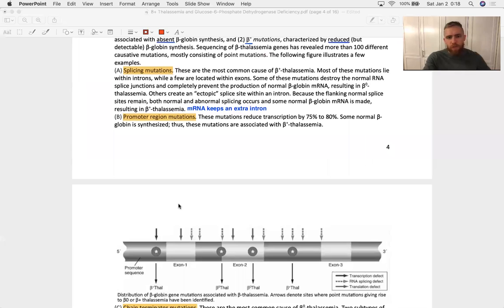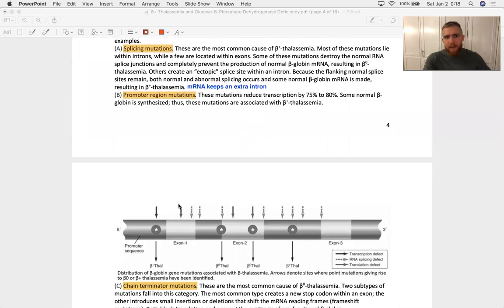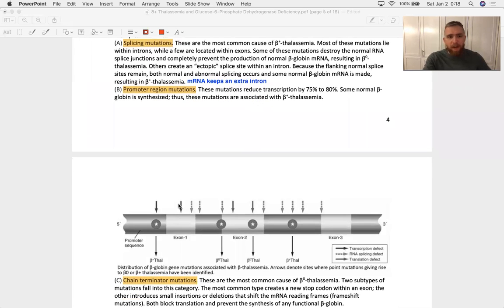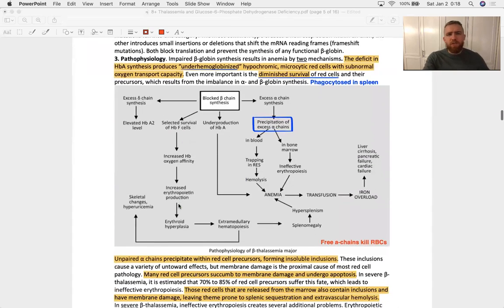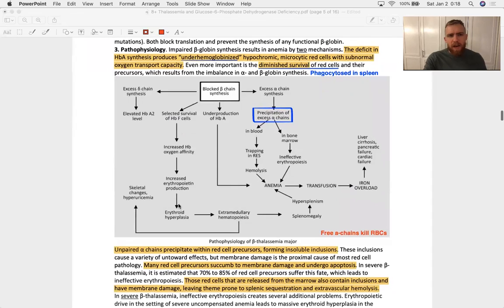So thalassemia is real cool, you know, in that you kind of expect what they're going to ask you. So that's the mechanism of it. Let's read a lot of this section titled Pathophysiology. There's great material in here.